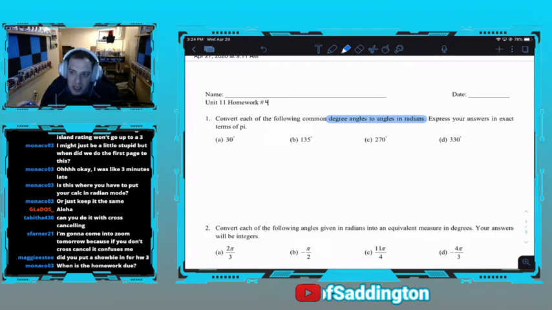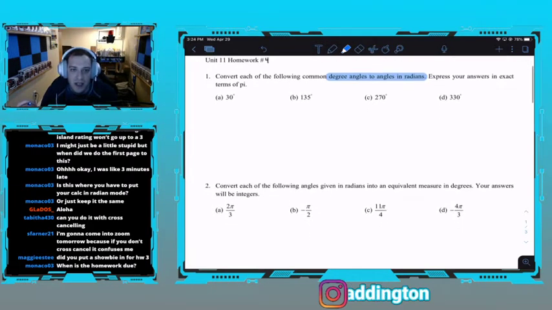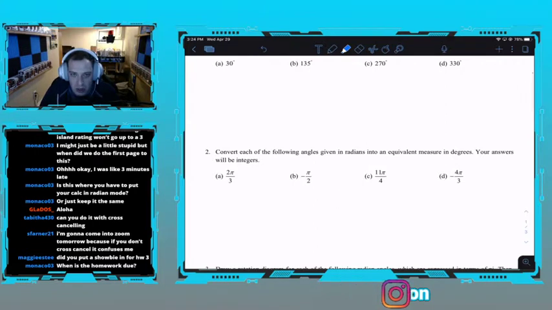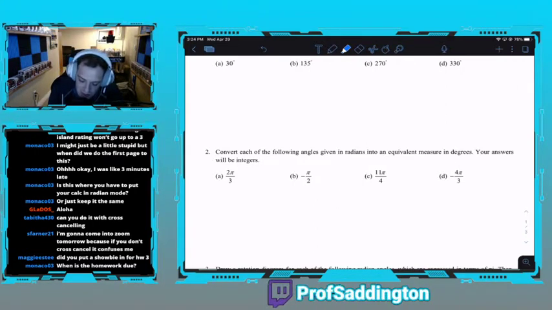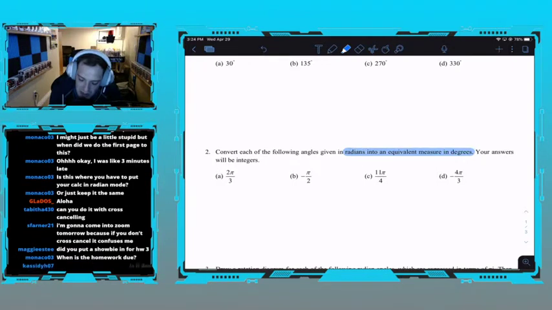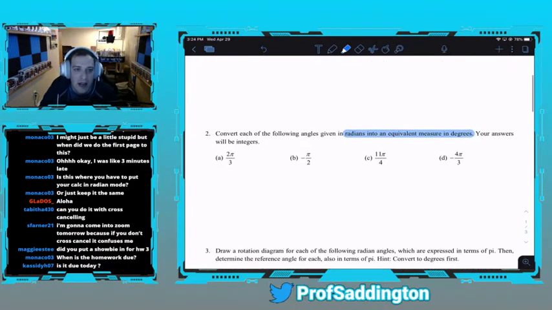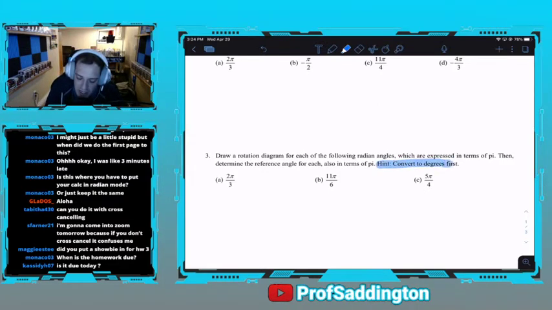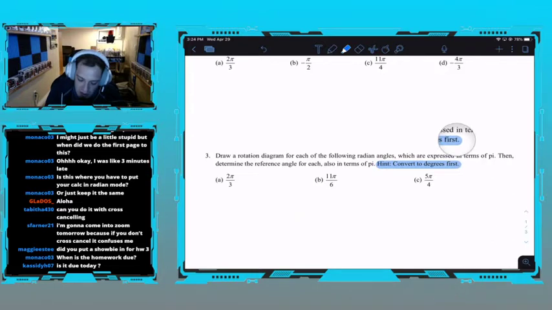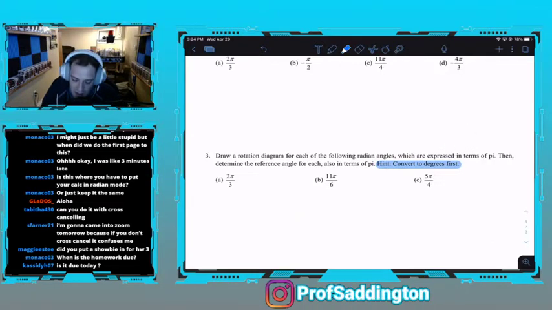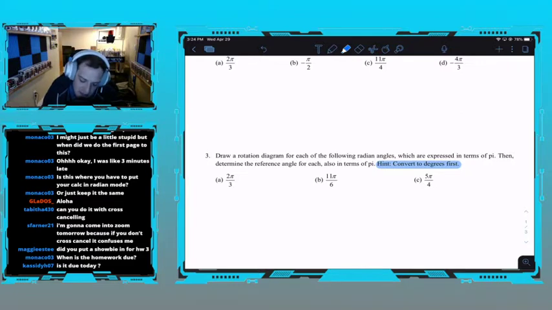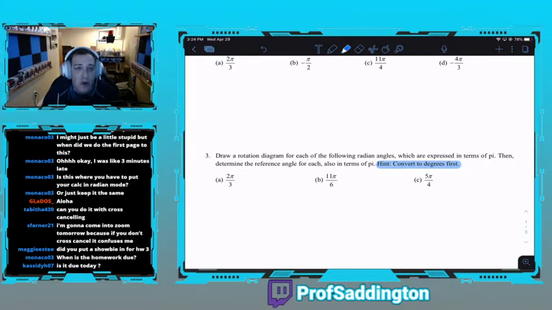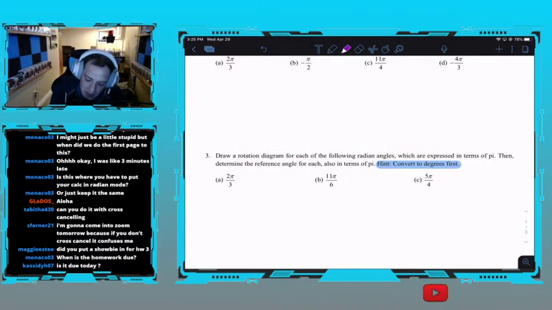No, Maggie, I didn't put it in yet, so I'll make sure to enter it in a second. And then number 2 is asking you to go the other way. So this one's saying go from radians into degrees. And then the last one, you're going to have to convert it into degrees first. And then it says determine the reference angle. We'll do the reference angle because that's what it says.